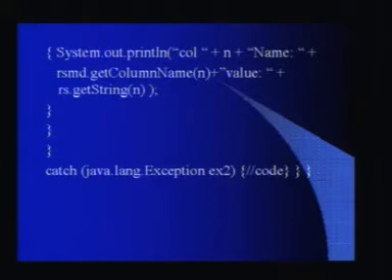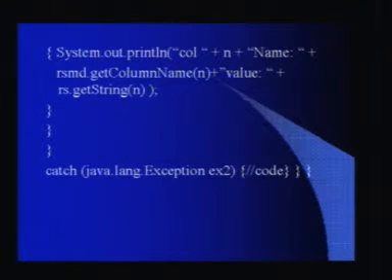So, these are the last 3 lines where we say System.out.println column plus n plus name. The n is used because suppose that you are getting data from the first column, n will be 1. Suppose that you are getting data from the second column, then n will be 2. So, the value of n will be changing whenever you are changing the column, and you are getting the column name and column value. So, if there are 5 columns, for each record, first column first value, second column second value, third column third value, like that.